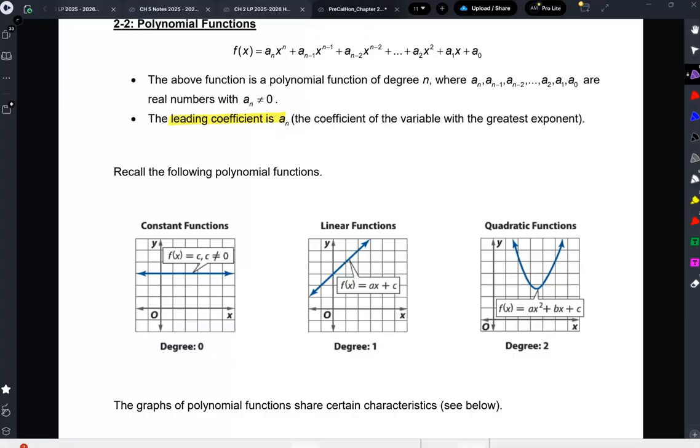The highest exponent in the polynomial function determines its degree. So if the degree is 0, that's like f of x equals, let's say 3, you have a constant function. If the degree is 1, then you have a linear function. If the degree is 2, then you have a quadratic function. Let's do this now. We'll do that later.